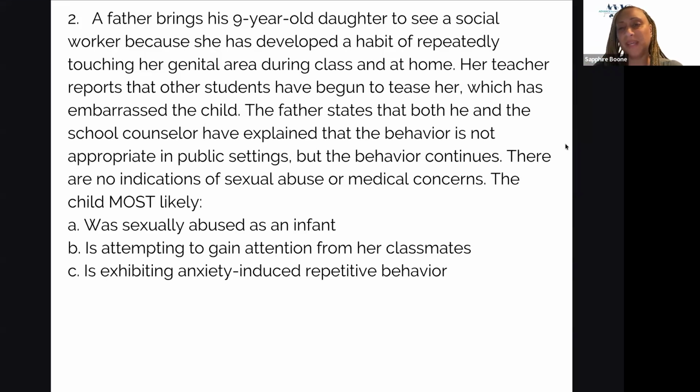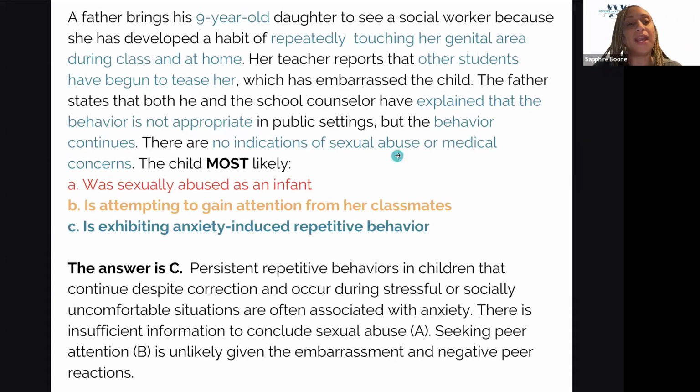And so typically, you know, children don't want to be teased. So if that was something that could be controlled, then I'm pretty sure she would stop. So the answer is C, exhibiting anxiety-induced repetitive behavior, right? So that embarrassment rules out B, and the sexual abuse is ruled out because there are no indicators of sexual abuse. So perfect.